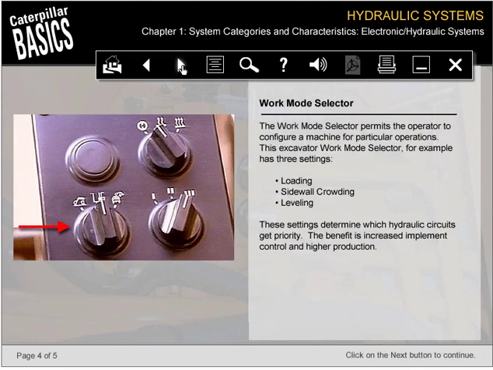The work mode selector permits the operator to configure a machine for particular operations. This excavator work mode selector, for example, has 3 settings: loading, sidewall crowding, and leveling. These settings determine which hydraulic circuits get priority. The benefit is increased implement control and higher production.